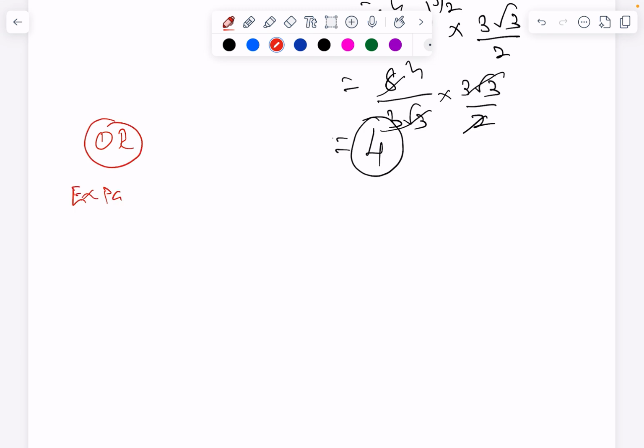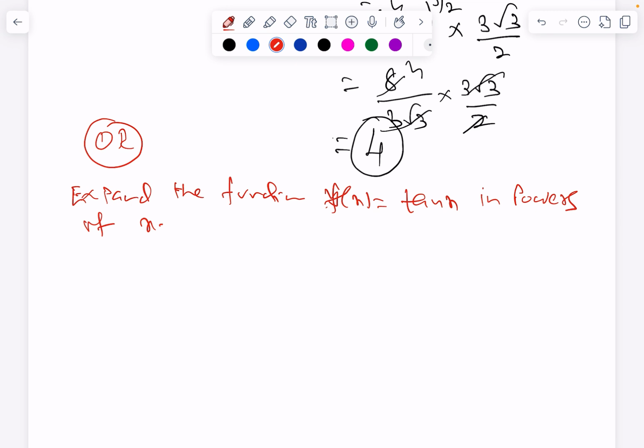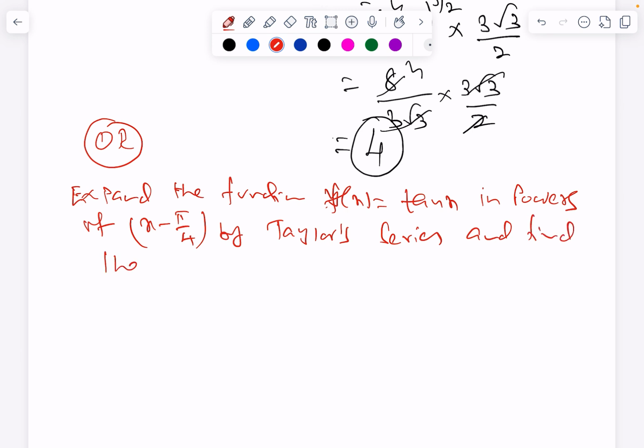expand the function f(x) equal to tan x in powers of x minus pi by 4 by Taylor series and find the approximate value of tan of 46 degrees.